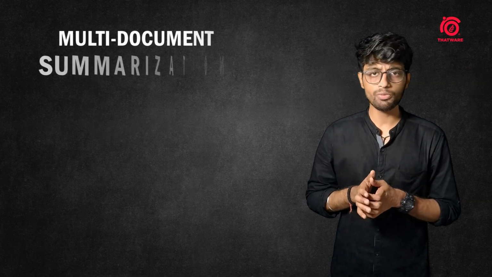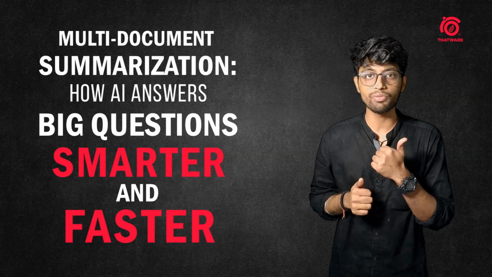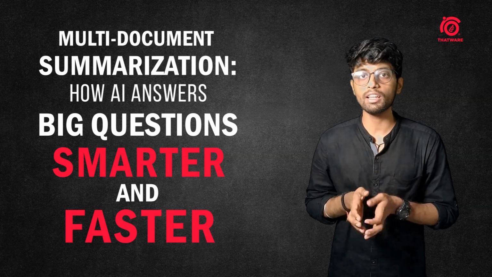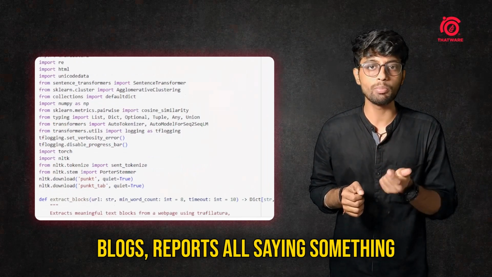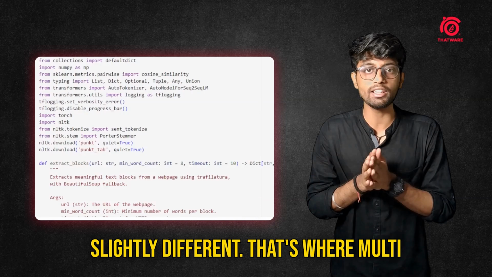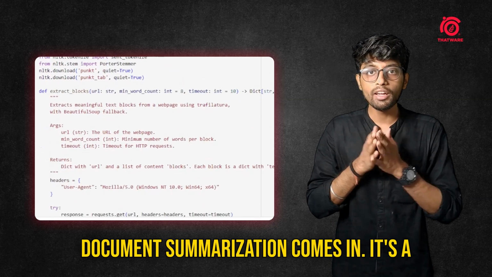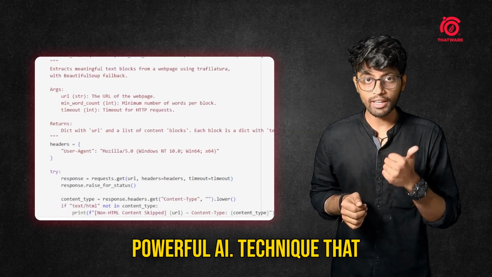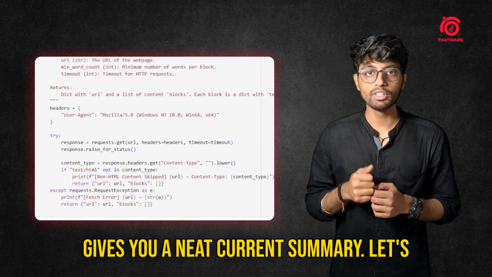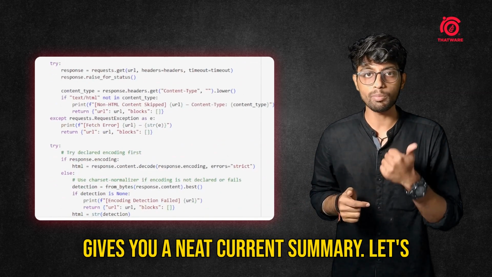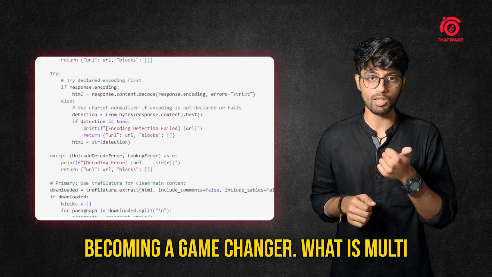In today's world of information overload, finding a clear and accurate answer can feel like searching for a needle in a haystack. You have got articles, white papers, blogs, reports, all saying something slightly different. That's where multi-document summarization comes in. It's a powerful AI technique that reads all those documents for you and gives you a neat, coherent summary. Let's break it down: how it works and why it's becoming a game changer.